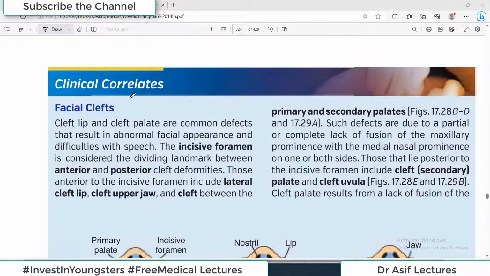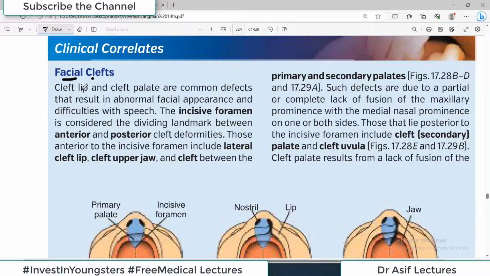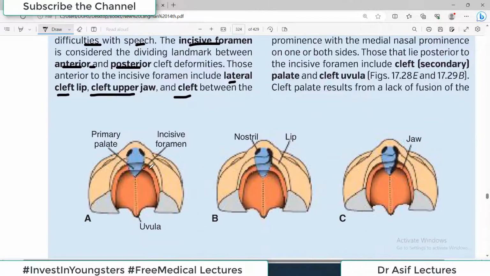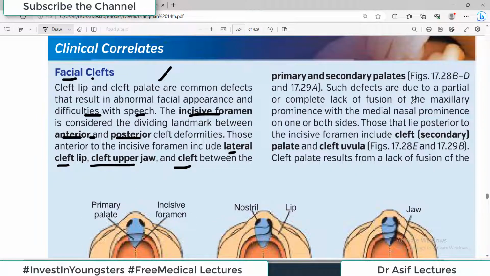With reference to face development, there are so many clinical abnormalities which have been reported. So for example, facial clefts, cleft lip and cleft palate, they are very common defects. They are actually common defects that result in abnormal facial appearance as well as difficulties in speech. The incisive foramen is considered the dividing landmark between the anterior and the posterior cleft deformities. Those anterior to the incisive foramen include the lateral cleft lip, cleft upper jaw, and cleft between the primary and the secondary palate. So this is the incisive foramen, right? इससे आगे के जो defects हैं वो इन categories के हैं, और such defects are due to partial or complete lack of fusion of the maxillary prominence with the medial nasal prominence, on one or both sides.